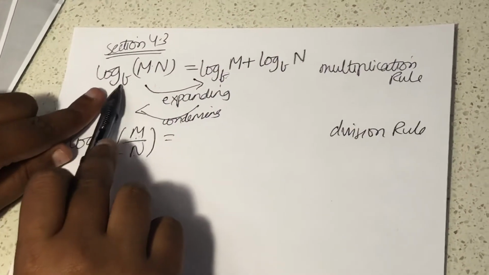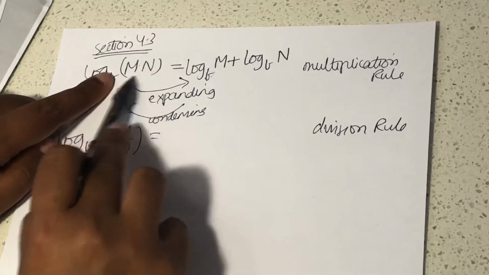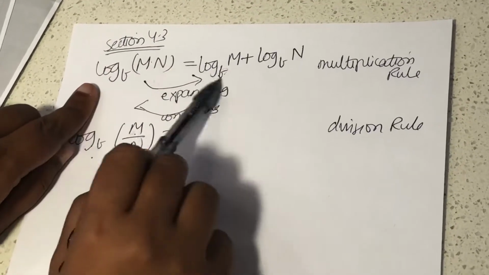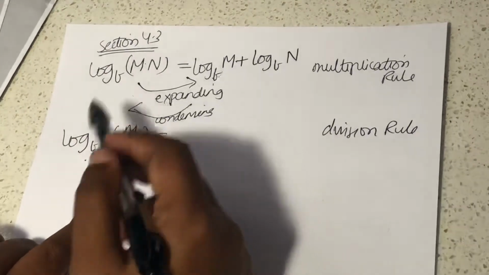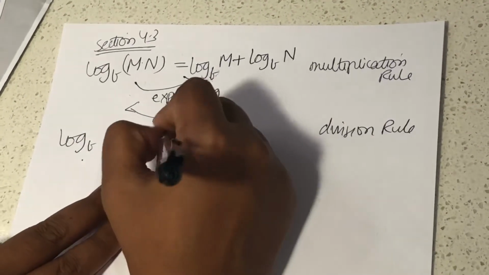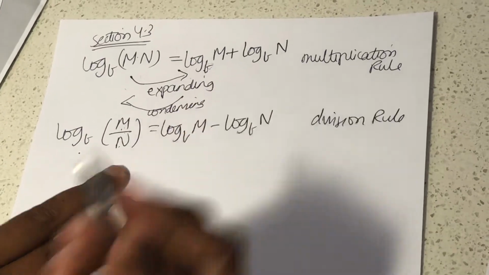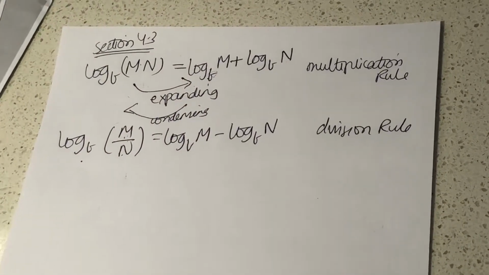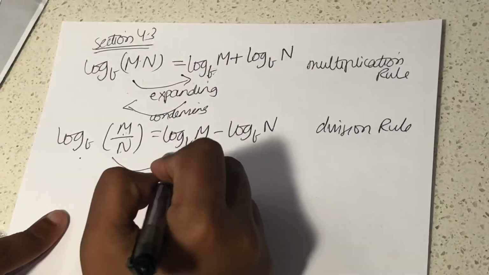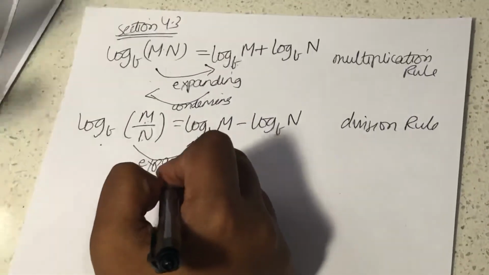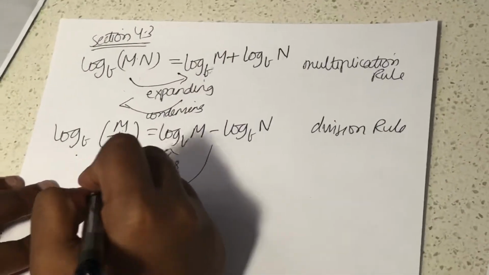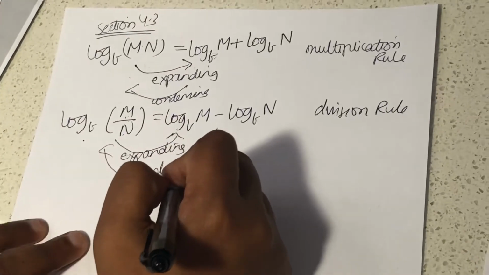Similarly here, when you have one log base b of m times n, where m and n are multiplied, you can separate them by doing this. So expanding and condensing. Similarly, division changes into subtraction. You can write it as log base b of m minus log base b of n. From here to here, it's expanding because you're making it bigger, and from here to here, condensing.